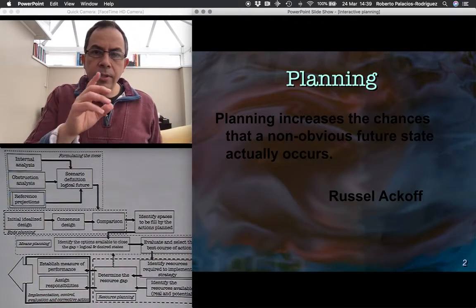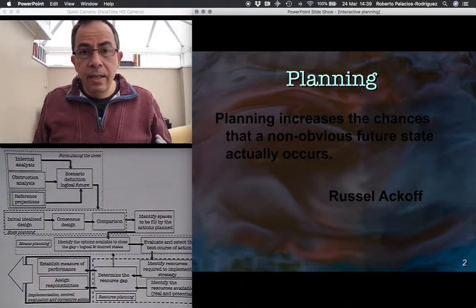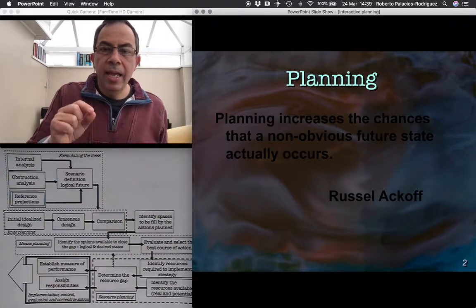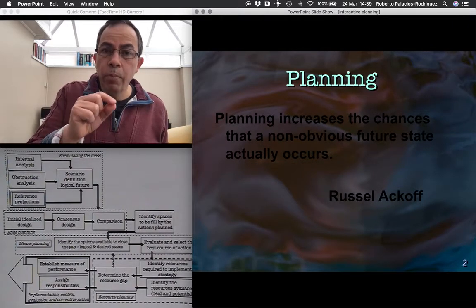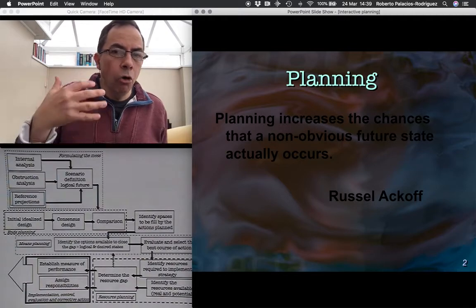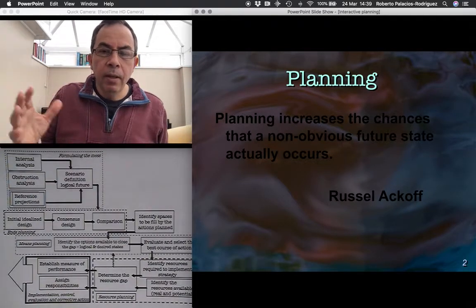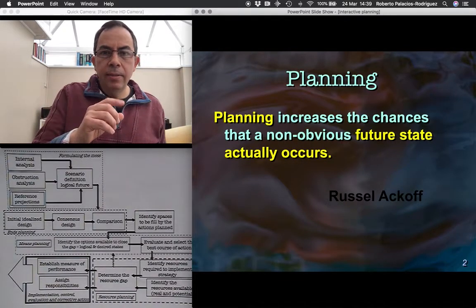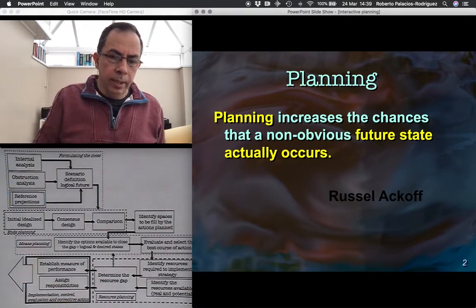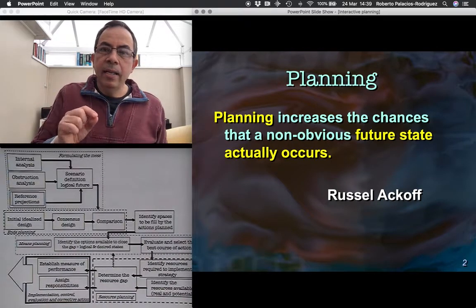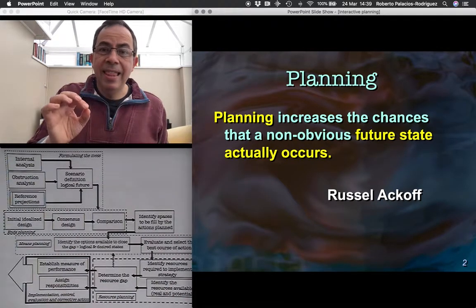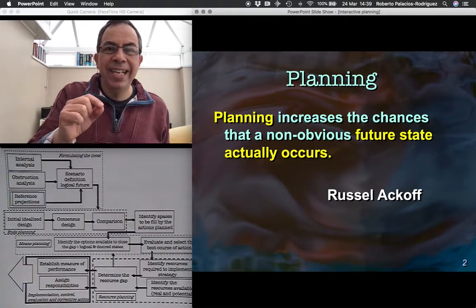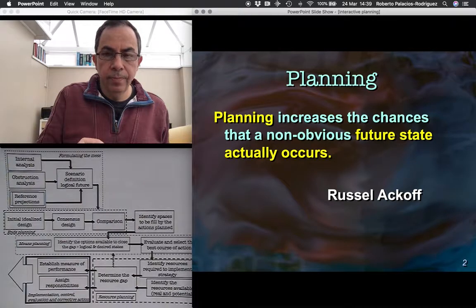So the first element I have to highlight is that it is actually a planning methodology. And I would like to emphasize that. Its main aim is not only planning, it is also about discovering, understanding, seeing what others see. But it is an ideal tool if you want to plan. And planning, and that's why I like this definition from Professor Ackoff, says that planning increases the possibility that a non-obvious future state actually occurs.